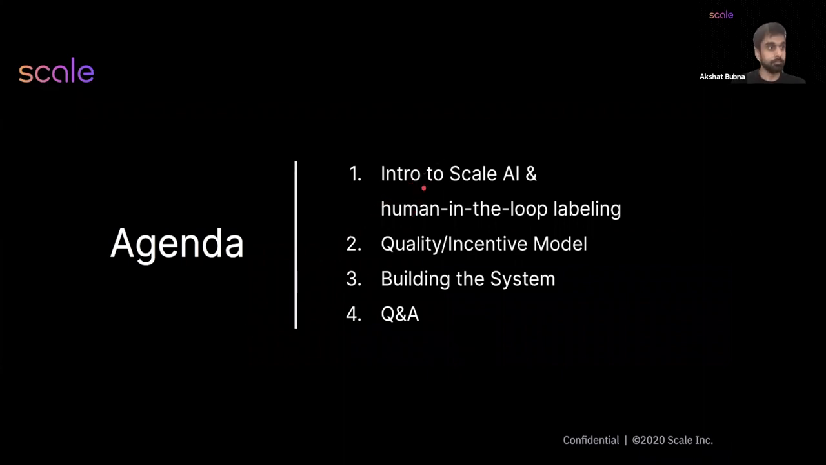complexity as us. So for today's agenda, I'm going to first introduce Scale and provide some context on what we do, and then also introduce the problem of human-in-the-loop labeling in general and what's hard about it. Based on that, I'm going to introduce a model of quality incentives that can be used to structure our thinking around this. And using that, we're actually going to build a system that allows the production of high quality labels, and look at what challenges happen with that. And I'm going to leave time for questions at the end.